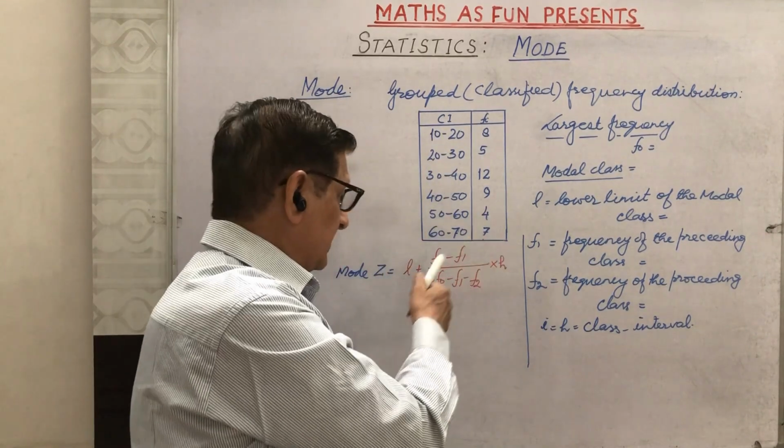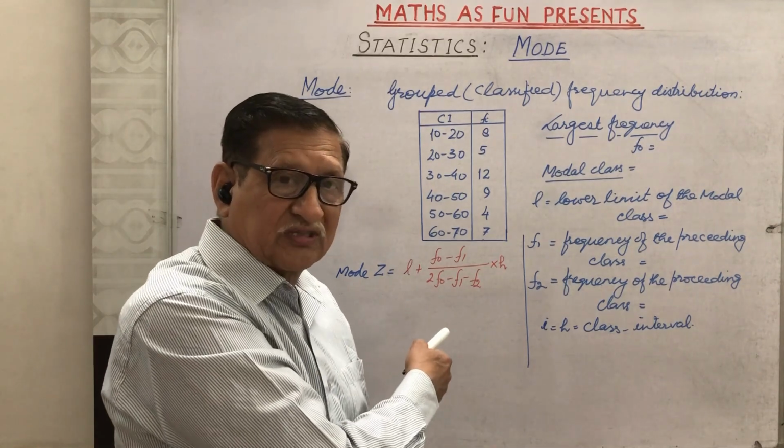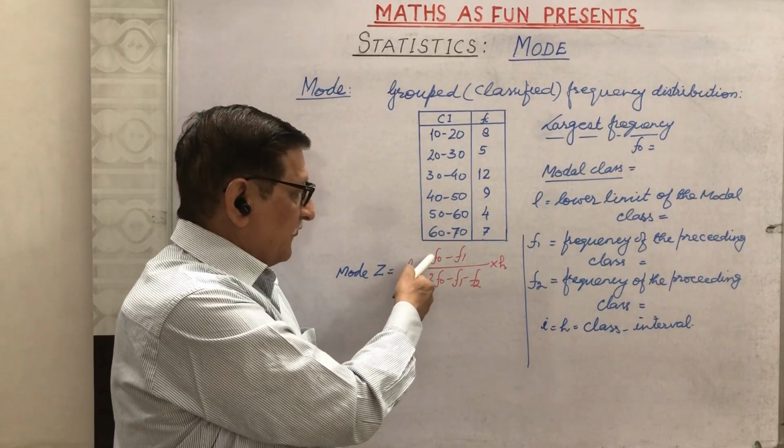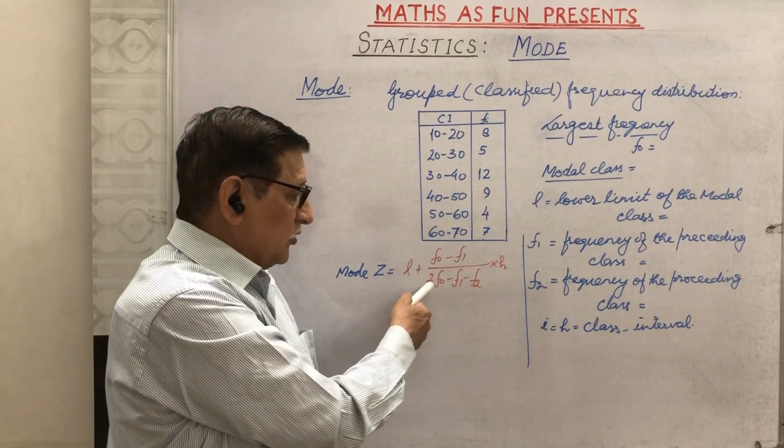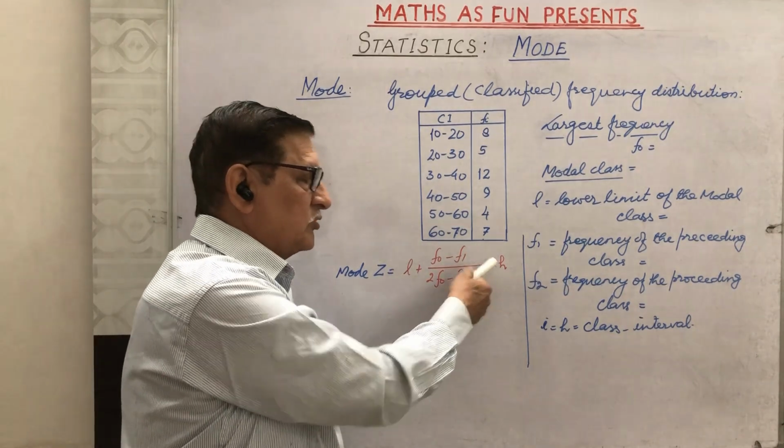After that we will apply the formula to find the mode Z, and that is l plus (f0 minus f1) upon (2f0 minus f1 minus f2) into h.